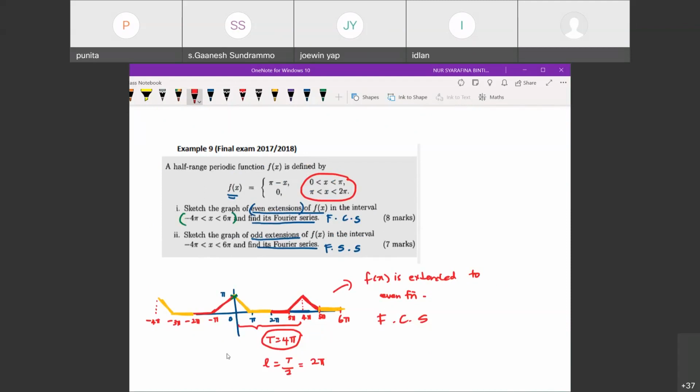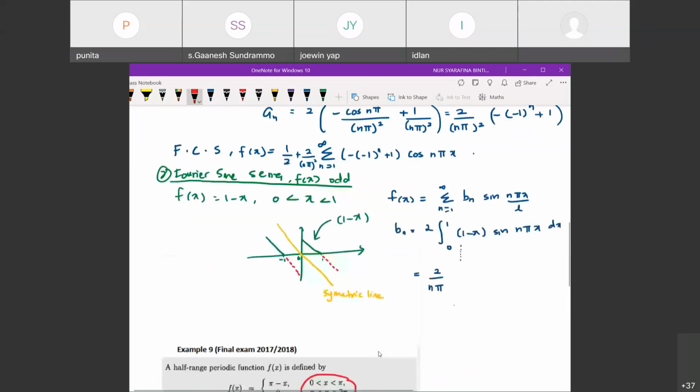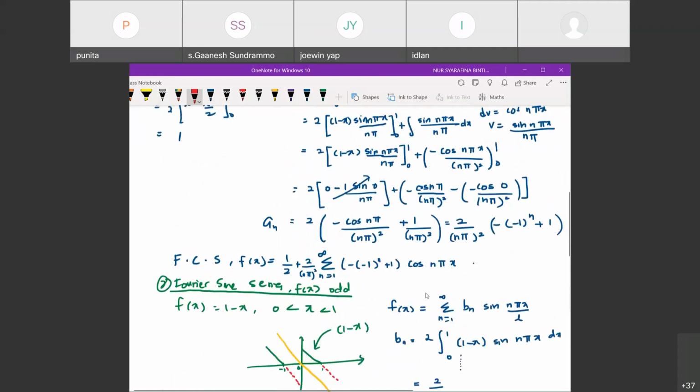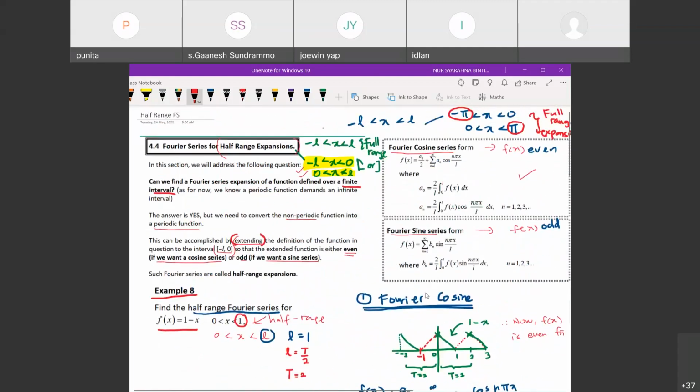Okay, anyone has question? So now, try to plot the odd extension there, so that it should be symmetric about the origin. And then identify the value of L and identify the value of T. Only then you can obtain your Fourier series. How to obtain? Of course, we still use the same formula. But for half range, you are instructed to, is it cosine or sine? So for cosine, find A0 and An. For sine, only find Bn. How to find? Same process with the previous one. Okay, this is half range.